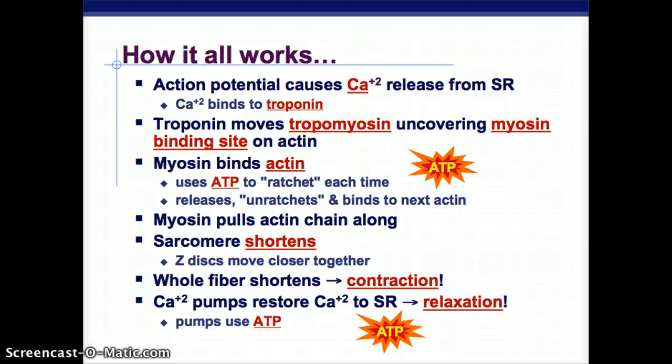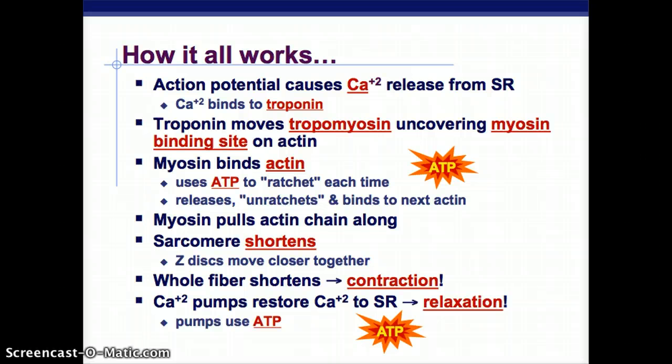Then the myosin head binds to the actin and uses ATP to kind of ratchet its way one to the next each time. It releases, unratchets, and binds. Myosin pulls the actin chain along towards the center of the sarcomere. The sarcomere shortens, those Z discs move closer together. Then the whole fiber shortens, which leads to contraction.